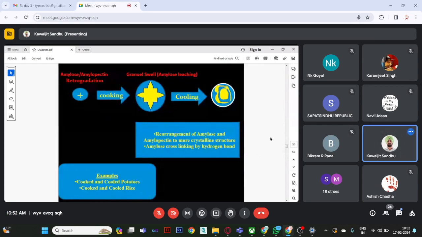In starchy foods we have amylose and amylopectin chains, and when we cook food, these chains go into solution, and upon cooling they try to realign themselves. When they realign, the crystalline structure increases, and crystalline structures are more resistant to enzymatic digestion. Enzymes are present in our body for digestion.